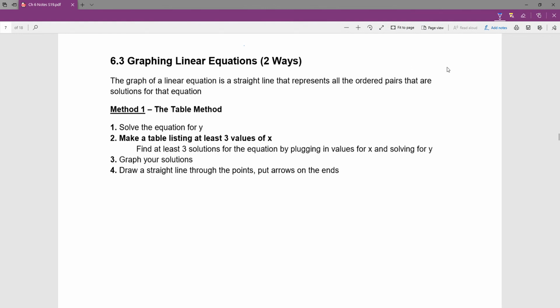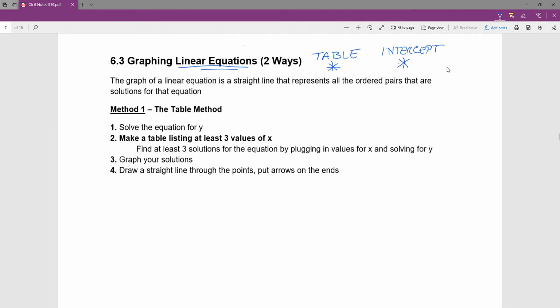So we're going to continue with our linear equations, and now we're going to get these linear equations onto the graph paper. And so we're going to learn about looking at them two different ways. We're going to talk about the table method, which we've already laid the groundwork for starting with, and we're also going to talk about the intercept method.